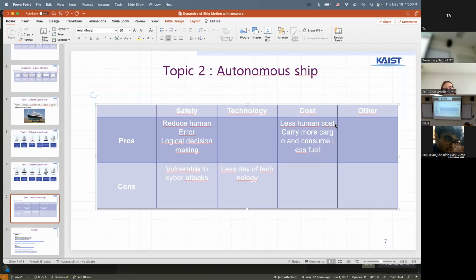And so do you think it would be the same price as a regular ship to build? Well, autonomous ship costs have some cons. For example, accidents occurring at the early stage of introducing autonomous ship technology will occur, and it will increase cost. So there will be some cons.